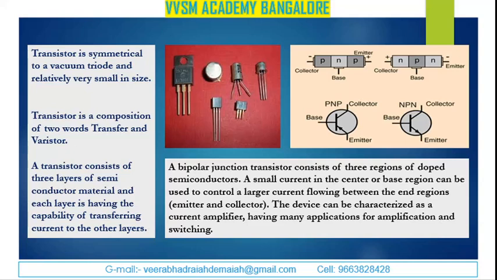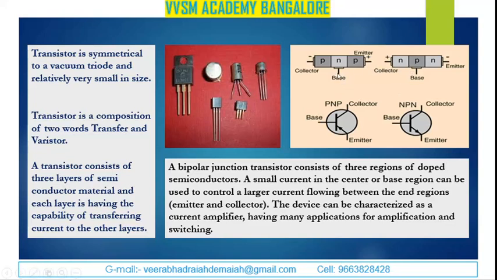A bipolar junction transistor consists of three regions of doped semiconductors. A small current in the center or base region can be used to control a large current flowing between the end regions. The device can be characterized as a current amplifier, having many applications for amplification and switching.